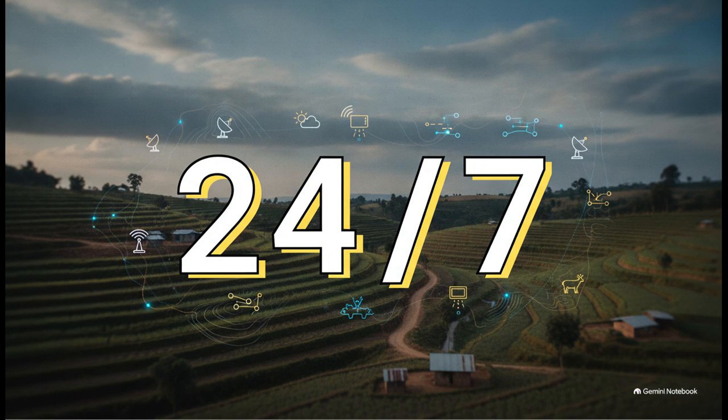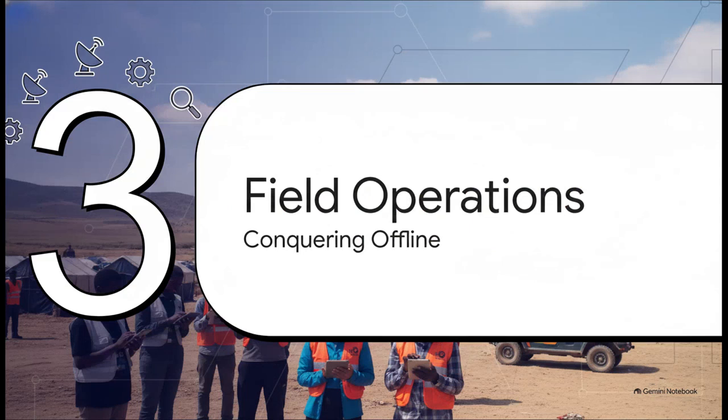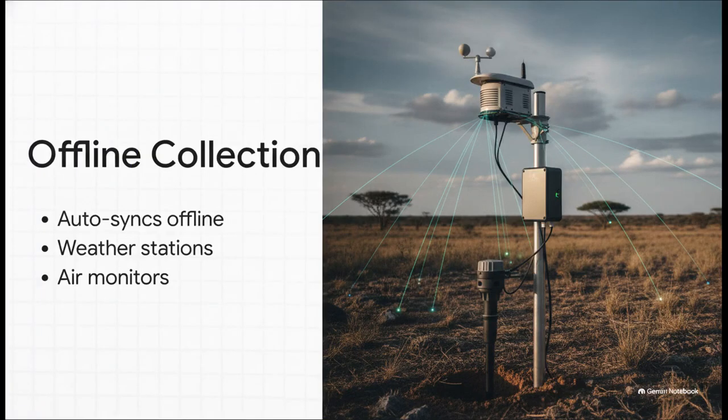And this operation literally never sleeps. You get 24/7 IoT monitoring and support. So if you've got environmental monitors feeding data from a remote farm somewhere, that stream is constant, around the clock. Part 3. How it works. Field operations. Conquering the offline world. Let's talk about actually conquering that offline world, because that's the real hurdle for these organizations.